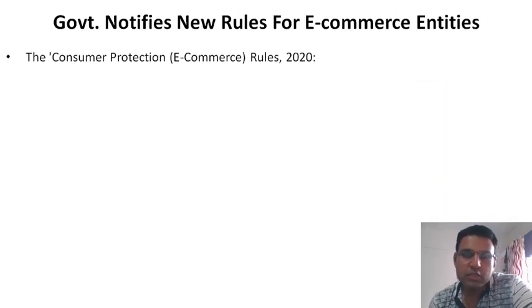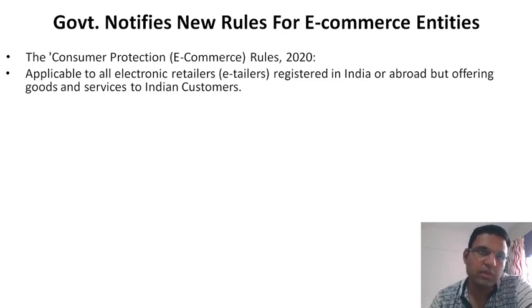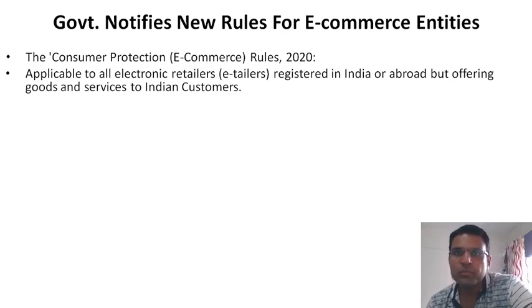So it's basically the Consumer Protection E-commerce Rules 2020. The parent act is the Consumer Protection Act 2019, under which these rules have been laid down. All right, so we'll go one by one. What all does it include? First of all, it is applicable to all the electronic retailers which are registered in India or abroad, but are specifically offering goods or services to Indian customers. They might be registered abroad, but if you are giving services and goods to Indian customers, then these rules are applicable to you as well.